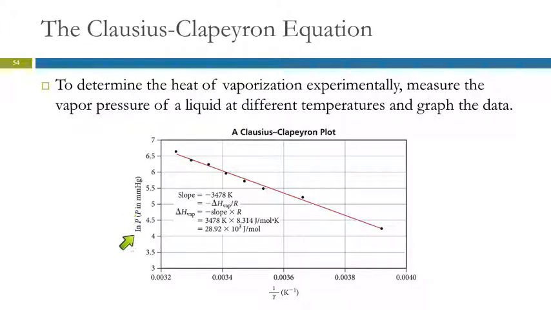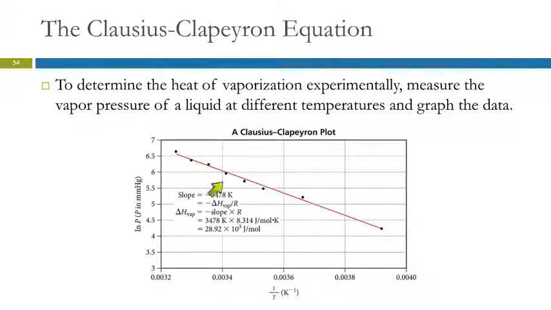So here we did that: natural log of the vapor pressure versus 1 over the temperature. It's like there's a wall. I don't know what's up with that.